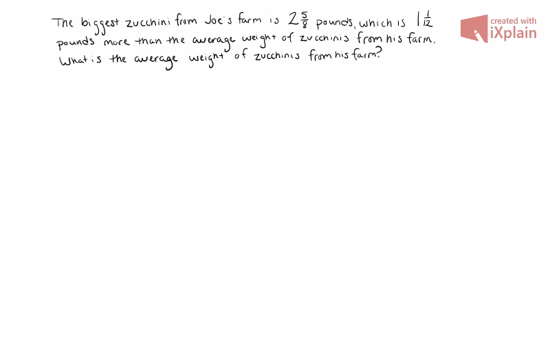The word problem reads, the biggest zucchini from Joe's farm is 2 5/8 pounds, which is 1 1/12 pounds more than the average weight of zucchinis from his farm. What is the average weight of zucchinis from his farm?